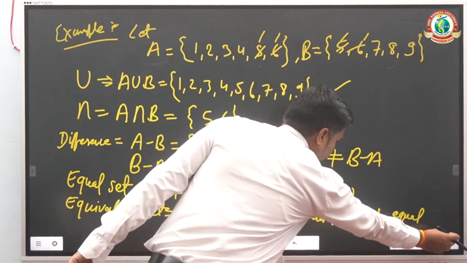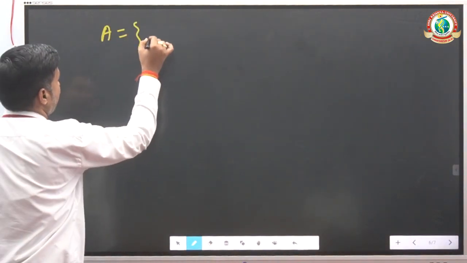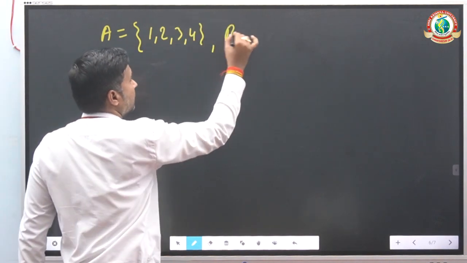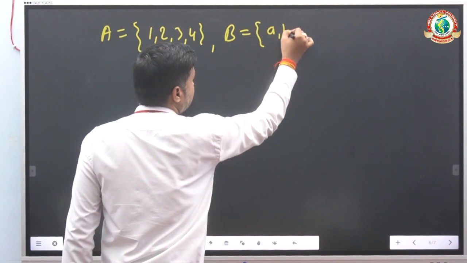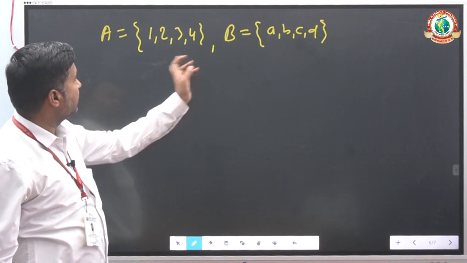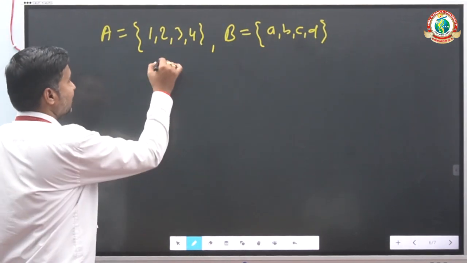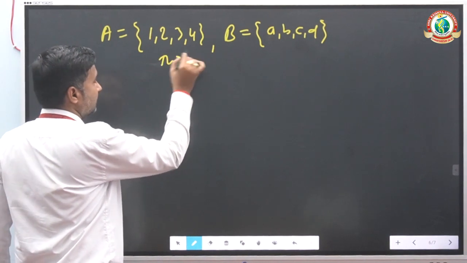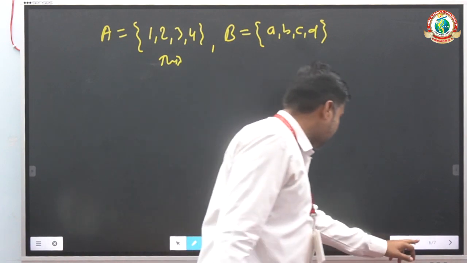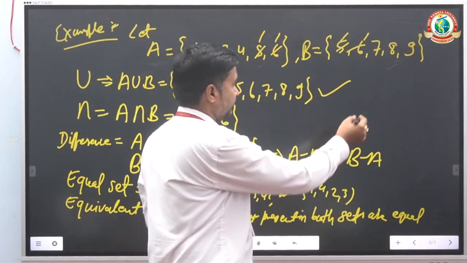Now equivalent set. A is equal to 1 2 3 4 and B is equal to A B C D. So the number of elements in both sets is 4, 1 2 3 4, 1 2 3 4. Then these sets are called equivalent sets.